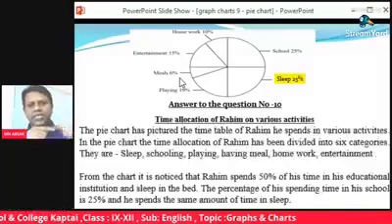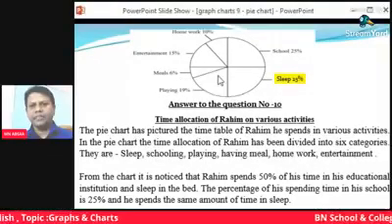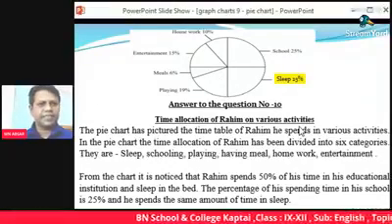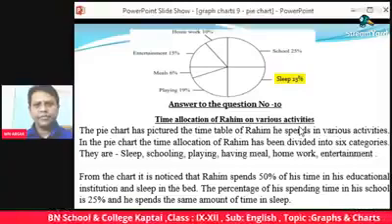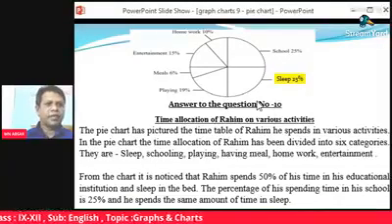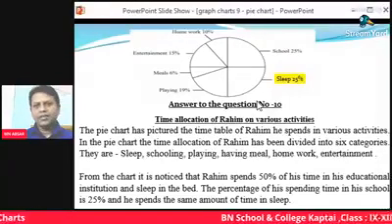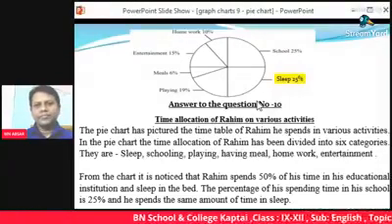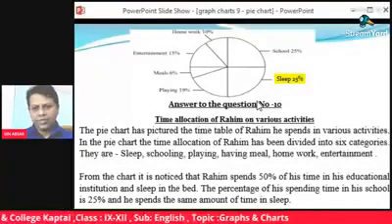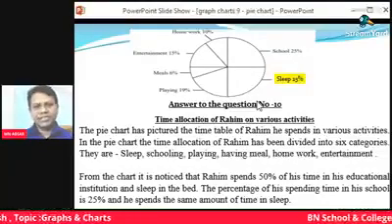Here I have written the title: time allocation of Rahim on various activities. That is the title, okay? If you don't write a title, 1 mark will be deducted, and you will not be able to get full marks, okay? So, time allocation of Rahim on various activities, this is the title.